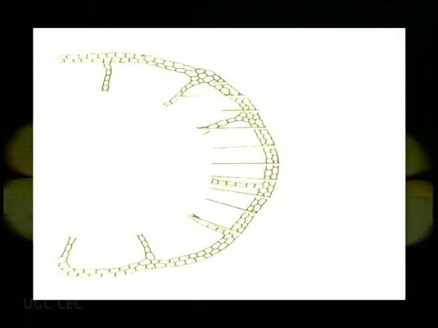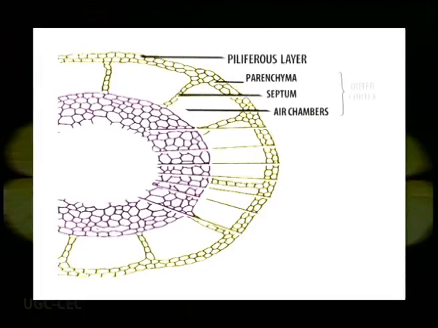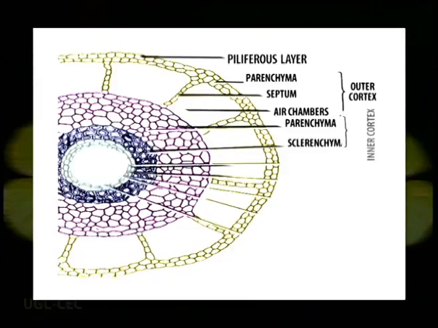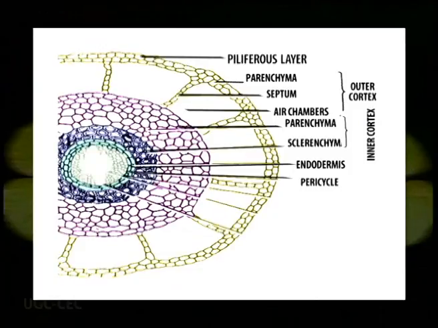Then when we cut the transverse section of the root, it shows the piliferous layer instead of epidermis, made up of compactly arranged biconvex cells. Beneath this piliferous layer, the cortex is made up of outer cortex and then inner cortex. The outer cortex is aerenchymatous. It consists of large air cavities or air chambers which are arranged in the form of a ring.